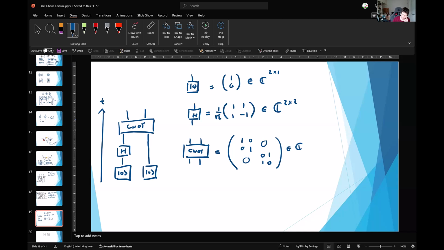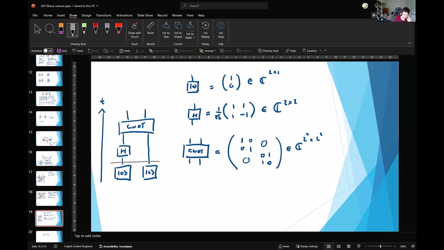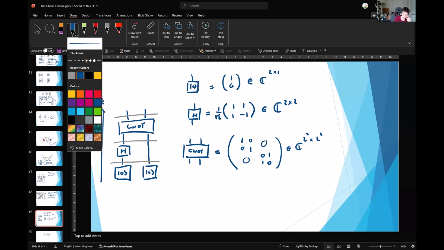And it's 2 squared by 2 squared. So it's 4 by 4. Yeah. So you do represent them as linear maps, yes. And you just have some kind of composition that happens where you first compose things here and then compose things here, and then you get your state at the end.